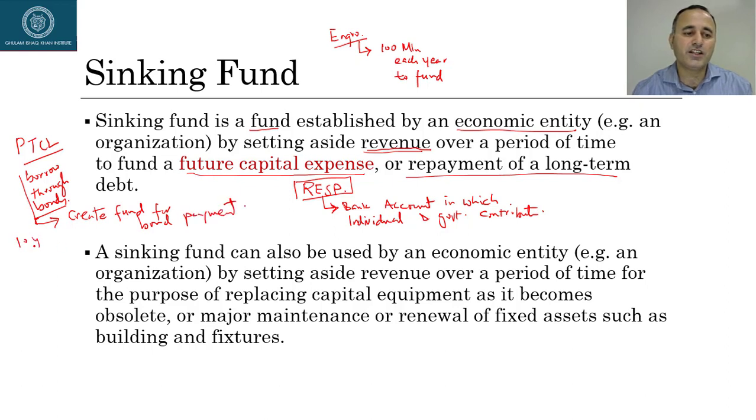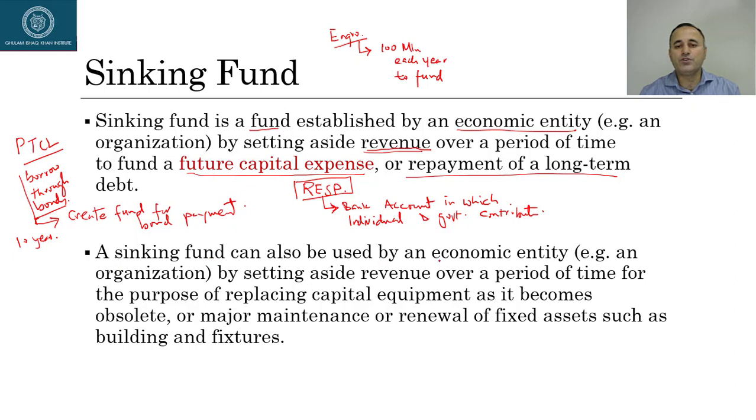Okay, so suppose it's a 10-year bond and PTCL thinks, okay, I will create a fund. I will keep on contributing a certain amount in this fund, of course from revenues, so that after 10 years I have enough money in the account to pay my bondholders. Okay, so that's a typical sinking fund. The contribution is coming from revenues and it is meant for a specific purpose. It's either future capital expense or repayment of long-term debt, or, as I said, it can be for a specific purpose, like the education of my children.